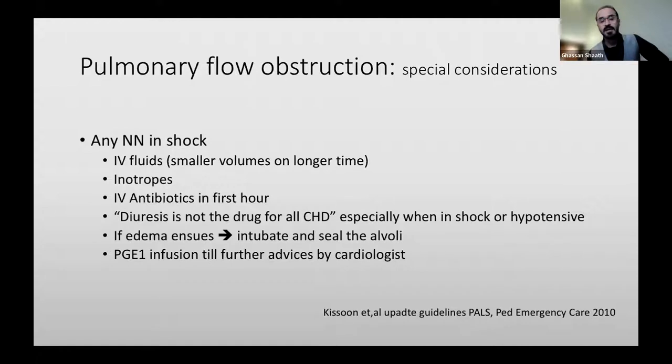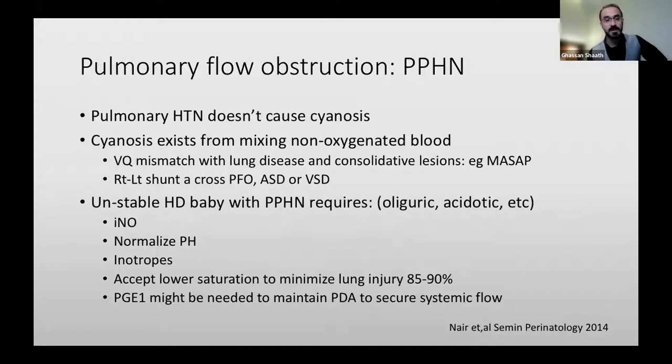Diuresis, and here we have to emphasize, is not the drug for all congenital heart disease, especially when the patient is hemodynamically unstable or in shock or hypotensive. If edema ensues, intubate and seal the alveoli, and probably you might need to keep giving smaller volumes over a longer time and start prostaglandin until further notice and advice by the cardiologist.